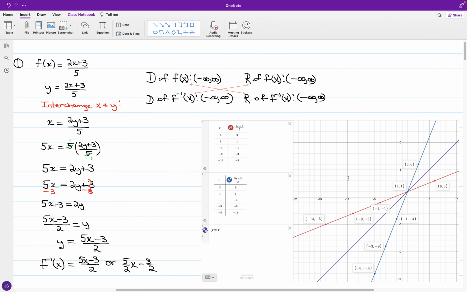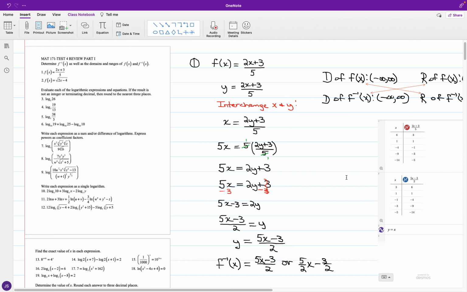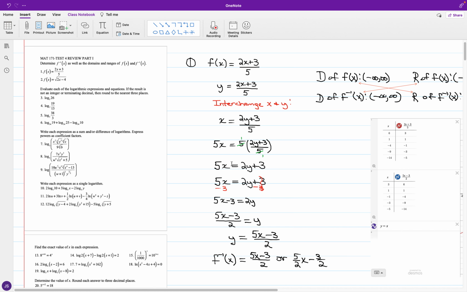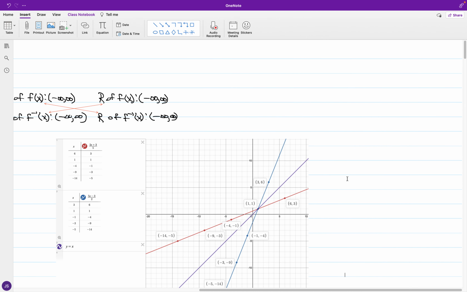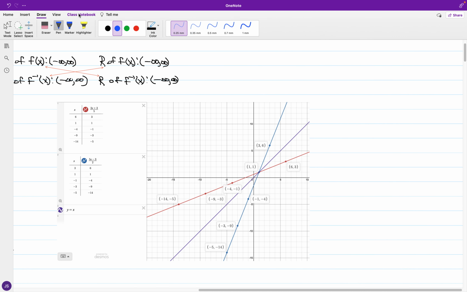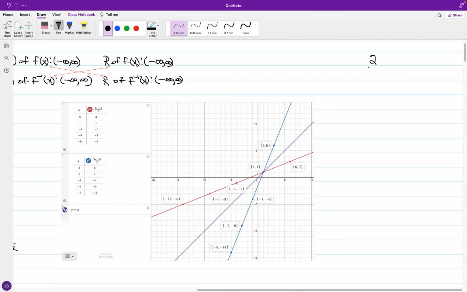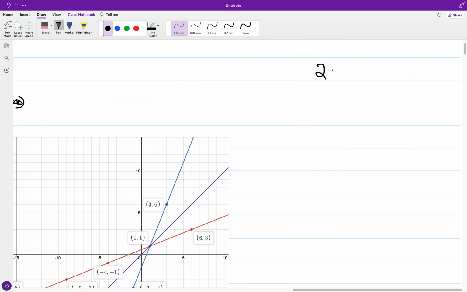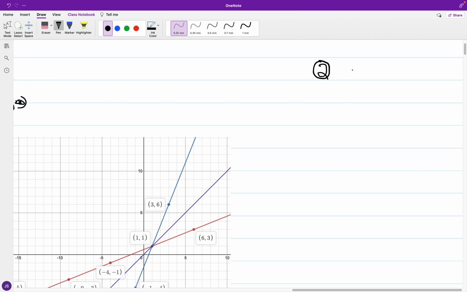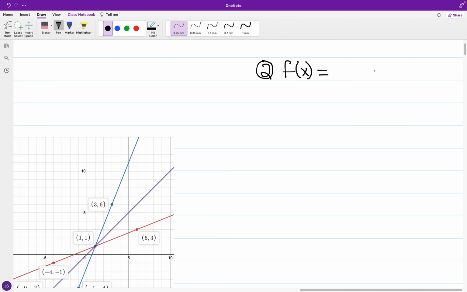Now for the second function, we have f of x is equal to the square root of 2x minus 4. Here we have a radical function that is an even root, and for this one we can go ahead and attain both the domain and the range.